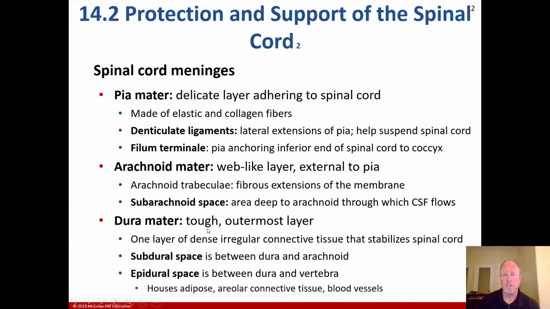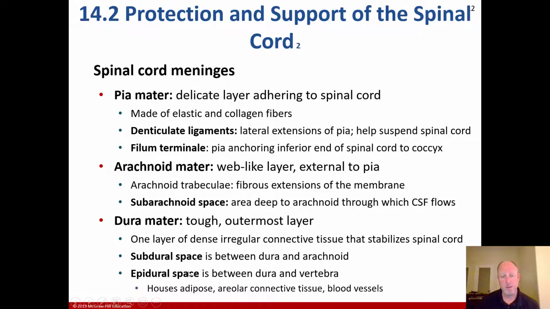The dura mater, a tough outermost layer, is one layer of dense regular connective tissue that stabilizes the spinal cord. The subdural space is between the dura and the arachnoid, and then there is the epidural space, where a pregnant woman will get an epidural before giving birth to avoid significant pain.